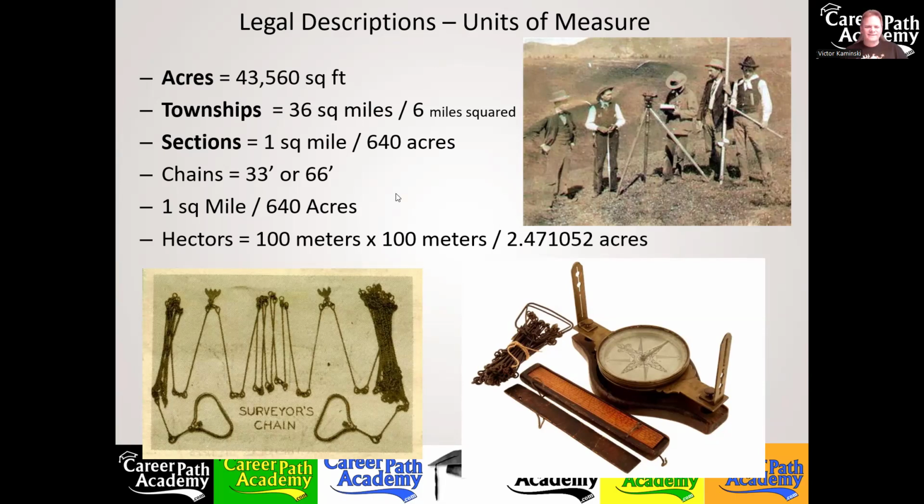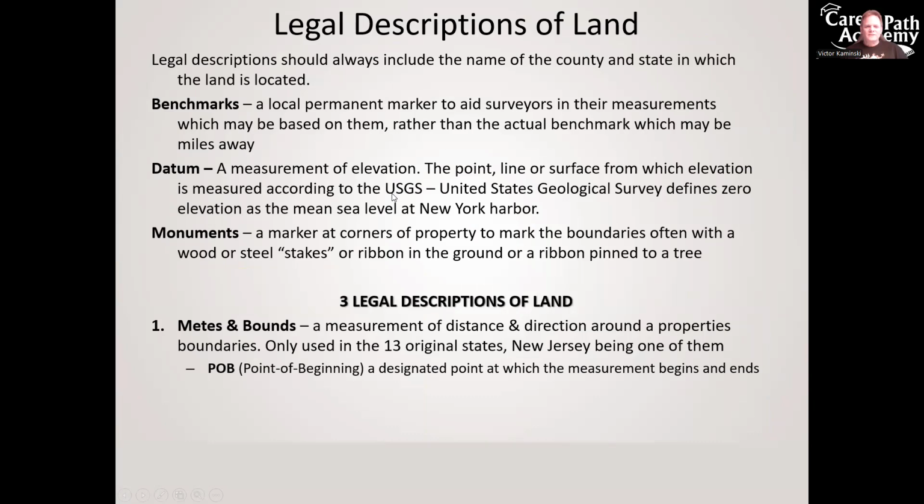All right. So let's start off again here, one step at a time. We're going to start out with the metes and bounds legal description. It's a measurement of distance and direction around the property's boundaries. It's only used in the 13 original states. New Jersey's one of them. So the surveyor would begin their measurement at one of the corners of the property, one of those definite designated points that they refer to as the POB, or the point of beginning. That's the point where their measurement begins and ends.